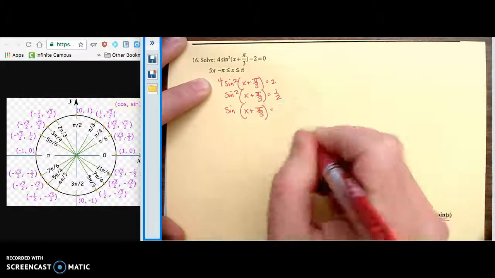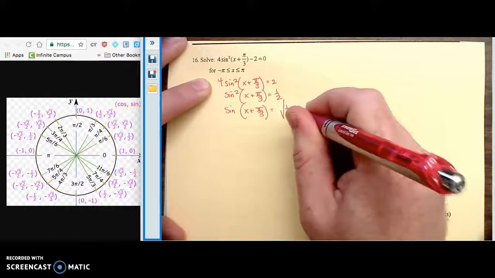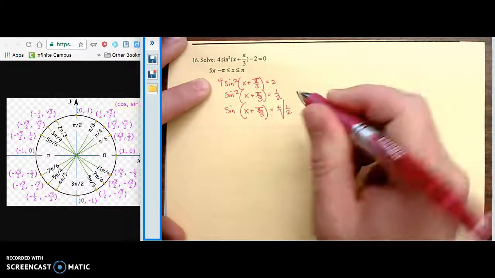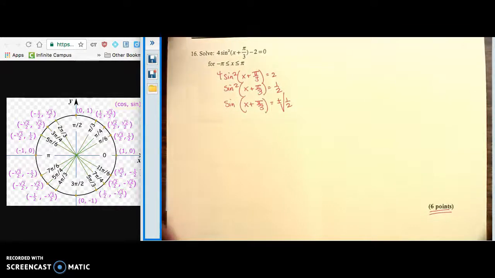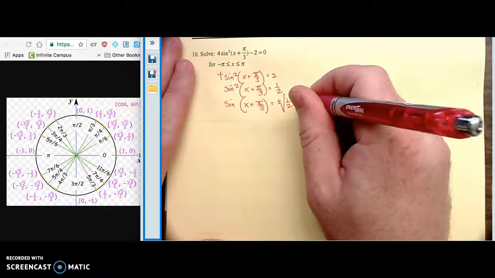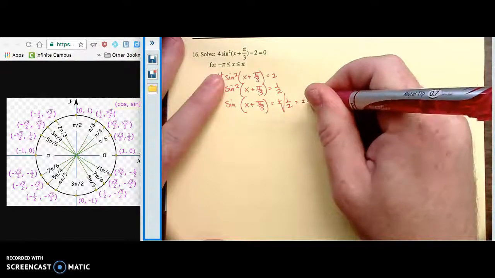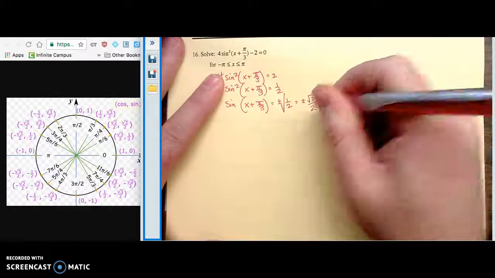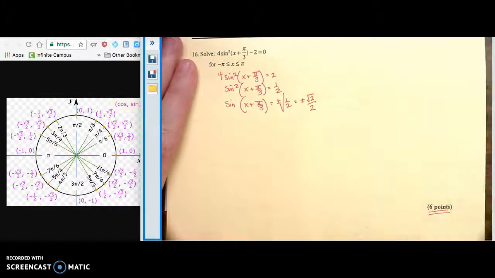Keep in mind that when you're taking the square root of a half, since we're introducing the square root, I need to write both the positive and negative versions of that number. Now the square root of 1/2, I'm going to write as positive and negative root 2 over 2 so that I can find it on the unit circle a little bit easier.